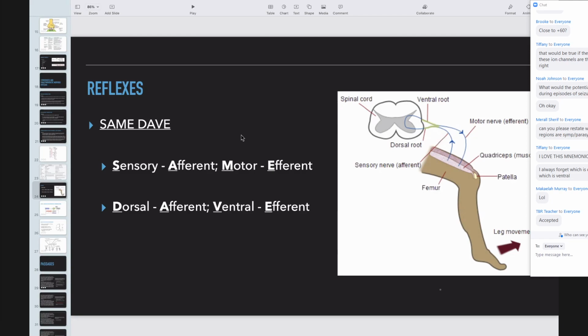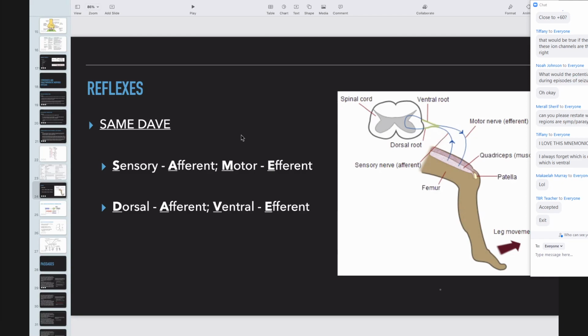So this works everywhere. Afferent is being accepted to wherever it's going. Efferent is exiting. Very cool. So the sensory afferent, motor efferent.